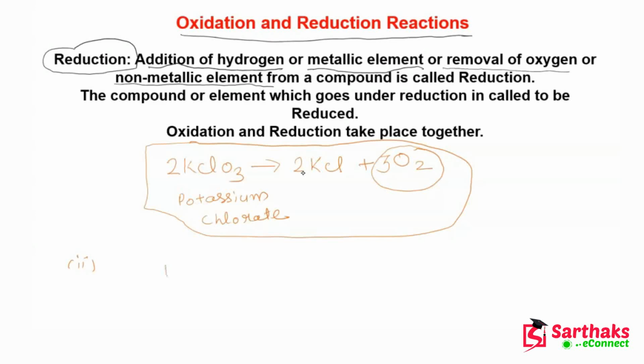Let's suppose this sodium is reacting with hydrogen. So this will give you NaH. Here, guys, what is happening? This hydrogen is getting added to sodium. So this sodium is a metal. So whenever hydrogen is added to a metallic element, what will happen? The hydrogen gets reduced, and this sodium will get oxidized.